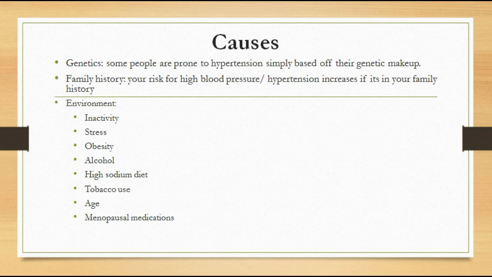So once there is that in that family, you have to work harder to make sure that you keep your blood pressure low. Environment. And these factors are what I grouped under environment, which is inactivity, stress factors, obesity, which is weight gain, alcohol, high sodium diet, tobacco use, age, menopausal medications.